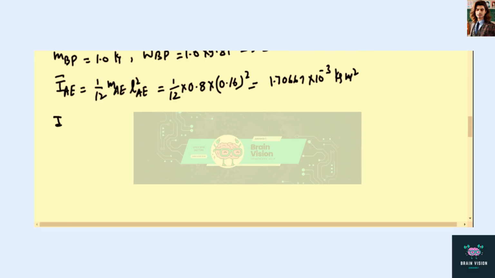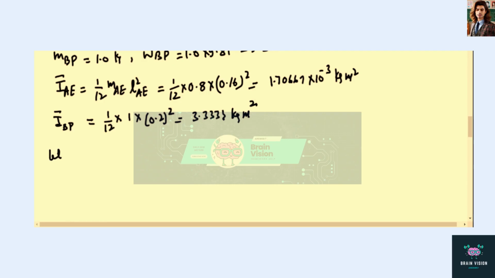Similarly, moment of inertia of BP rod about its center of mass, I am writing directly: one by 12 mass is 1 kg, length is 0.2 meter. So moment of inertia having the value 3.333 kg meter square.